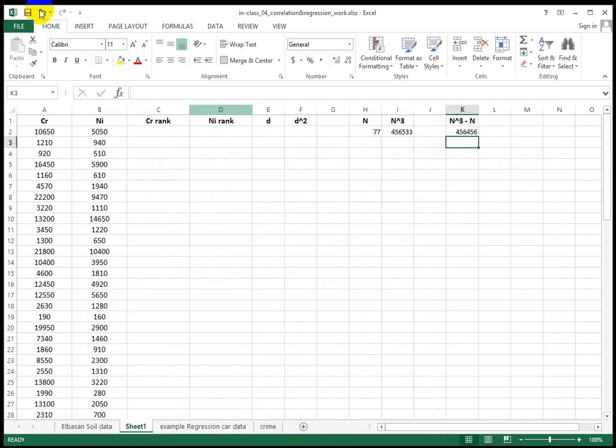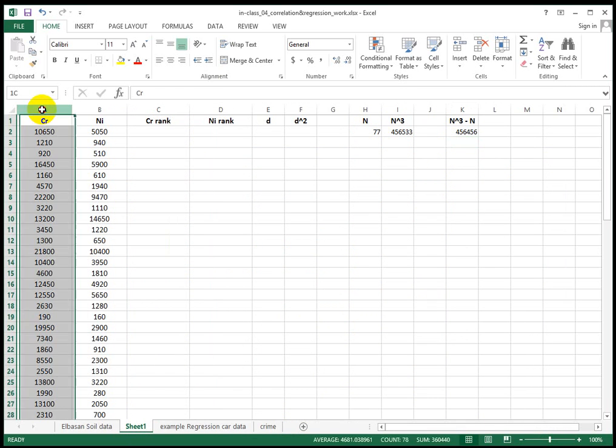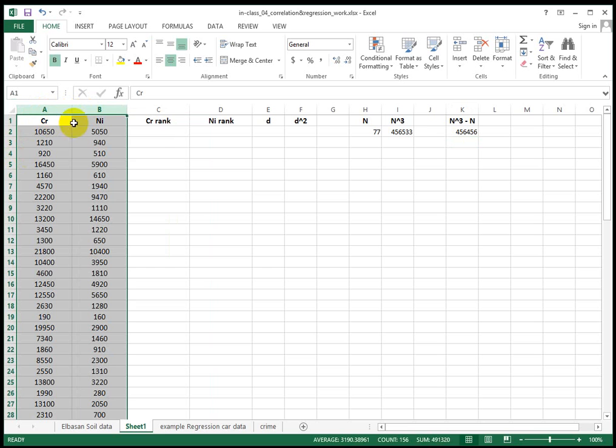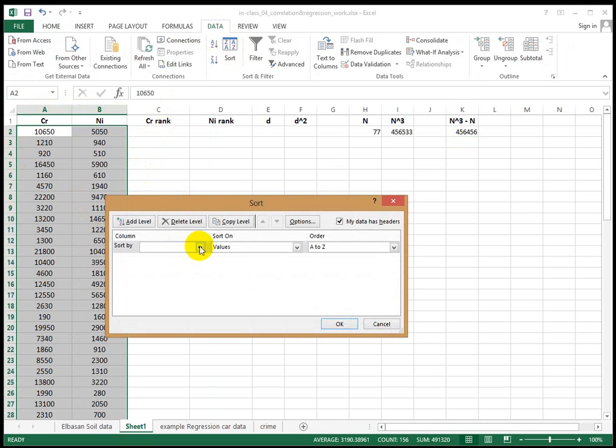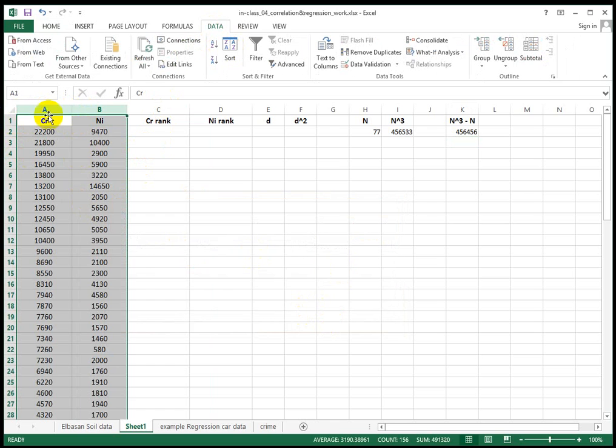Okay, I got rid of some of the other data because all we care about is chromium and nickel. So we take these guys. The first thing we want to do is figure out the rank. And so to do that, we want to actually sort the data. So we're going to sort it based on chromium, and we're going to do the largest to the smallest. When I sorted them, I sorted both these guys together. I didn't just sort chromium by itself, because if I had, that would have broken the connection between chromium and nickel. You have to keep that connection.